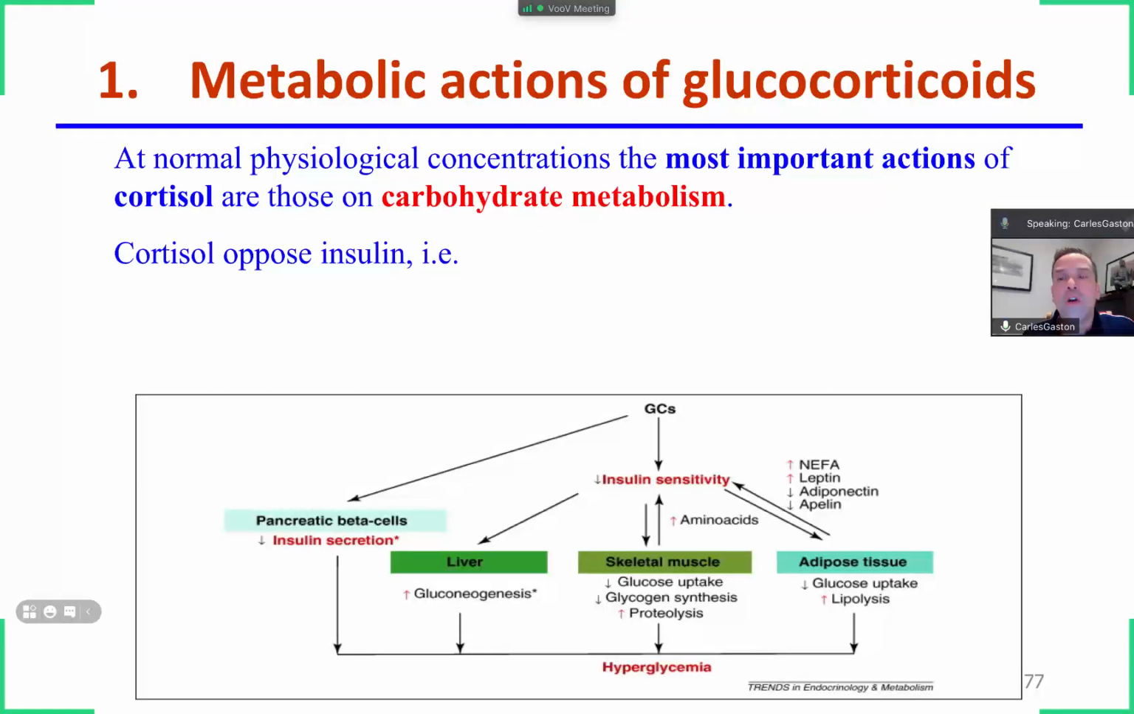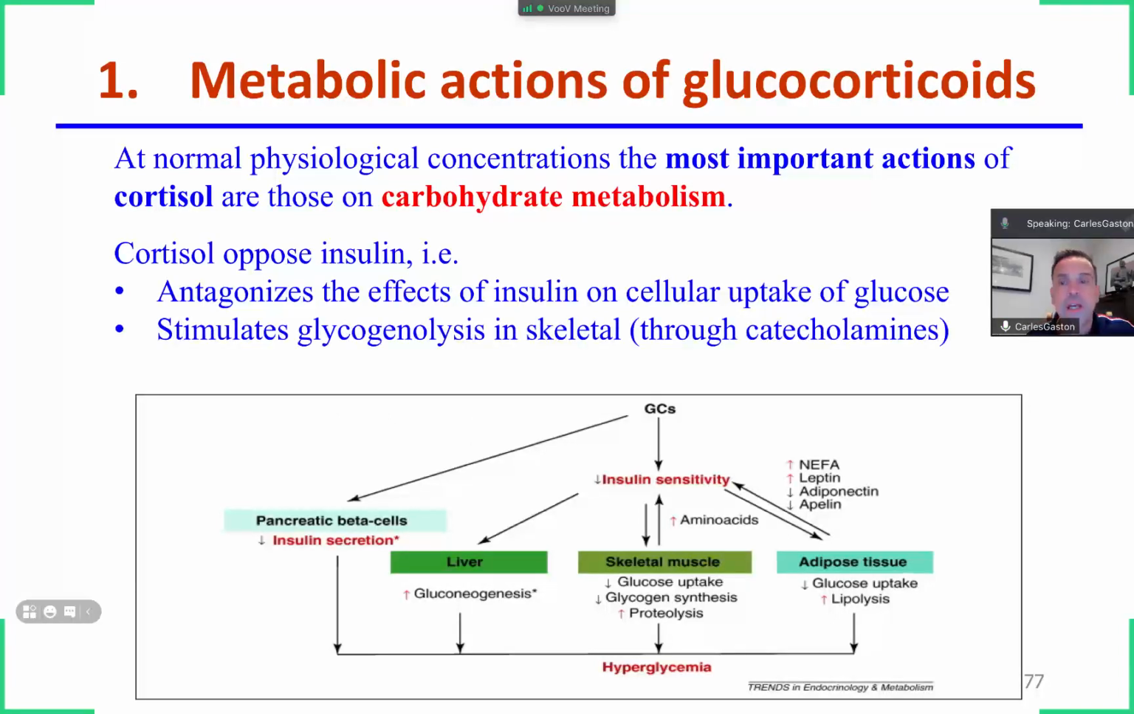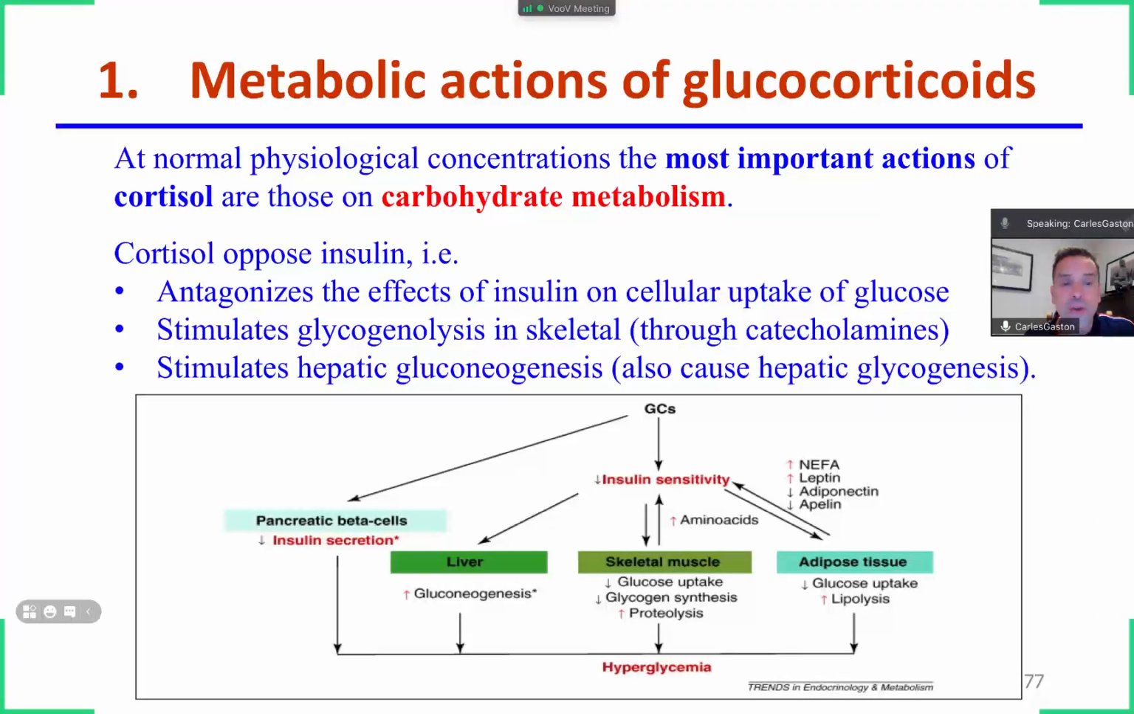So cortisol opposes insulin. More insulin, less glucose, so it has to oppose insulin. It antagonizes the effects of insulin on cellular uptake of glucose, stimulates glycogenesis in skeletal muscle through catecholamines, and stimulates hepatic glycogenesis. Gluconeogenesis is the effect of producing glucose from non-carbohydrate precursors.